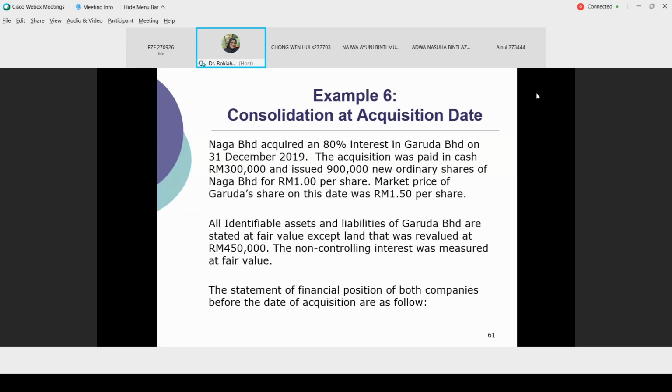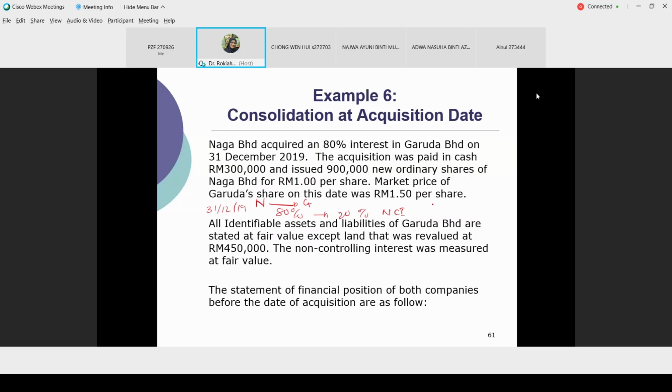So just like with the previous example, we go slowly on example 6. Naga acquired 80% interest in Garuda on 31st December 2019. The acquisition was paid in cash, 300. So now we have Naga and Garuda here. Naga has 80%, which means the other 20% is owned by the NCI.